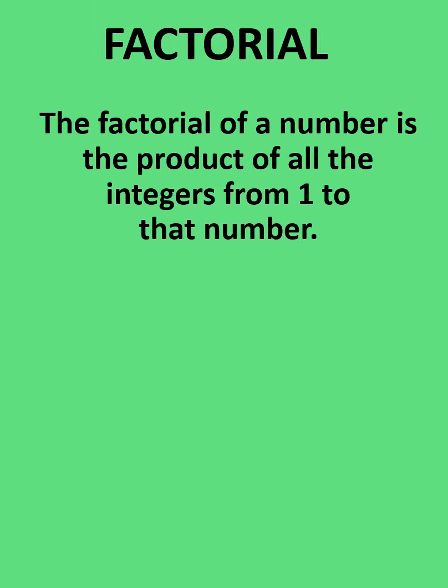Let's check what a factorial is. The factorial of a number is the product of all the integers from 1 to that number. For example, if we say 5 factorial, it means 5 into 4 into 3 into 2 into 1. The dots are representing the multiplication process. The result would be 120 here.